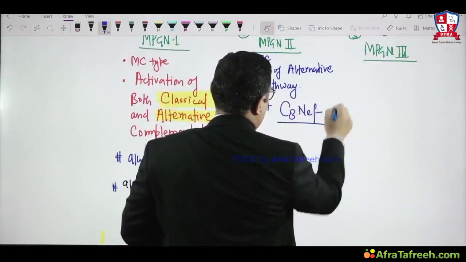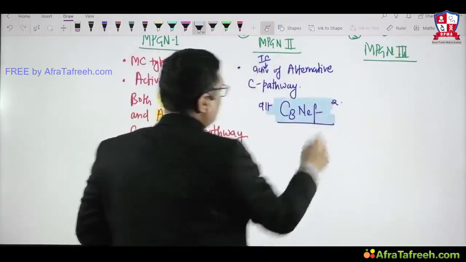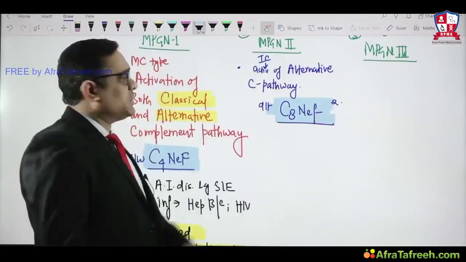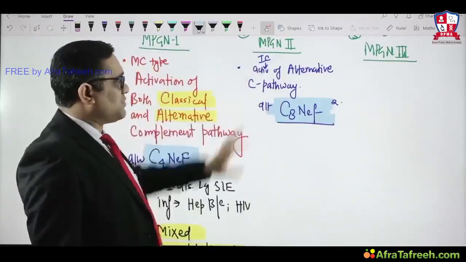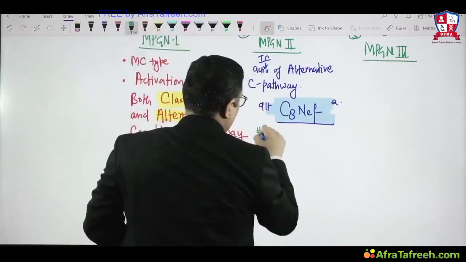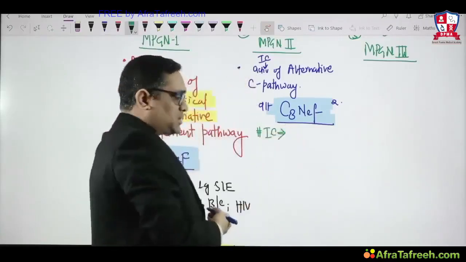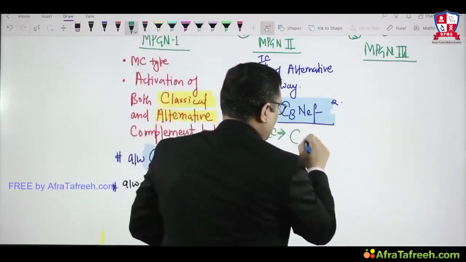These are older All India questions. C3 nephritic factor is associated with MPGN type 2. Because of this, whenever you look at this complex on immunofluorescence microscopy, you will find C3 and properdin.